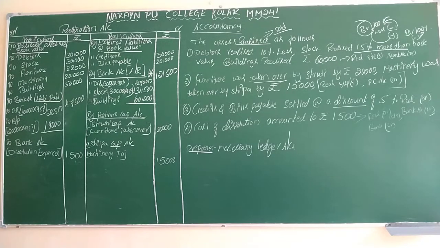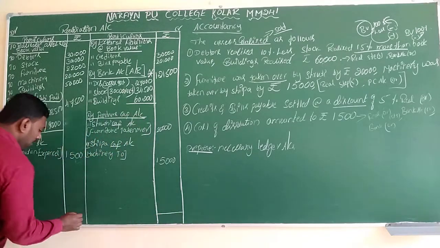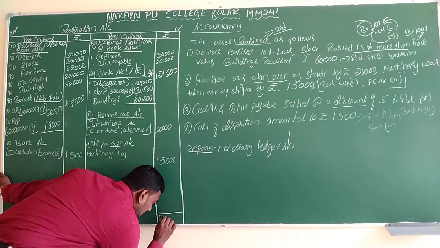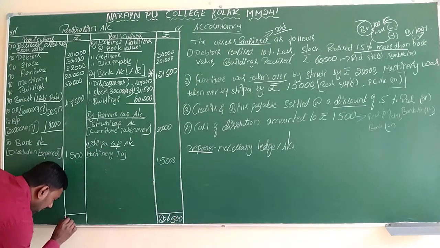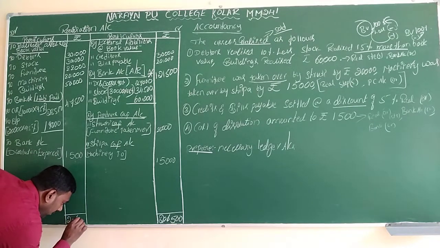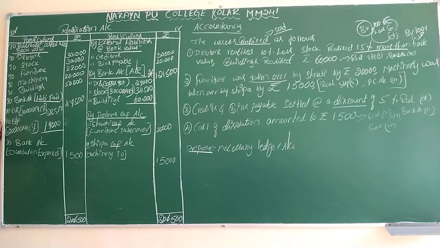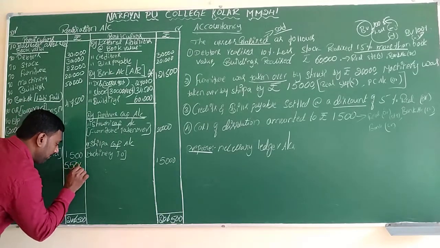So we will make the total of the credit side. We will get 2,06,500. We will get the highest value from the credit side only. So we will write the same value, 2,06,500, on the other side. 2,06,500 minus all these values, we will get a difference, that is 5,500.